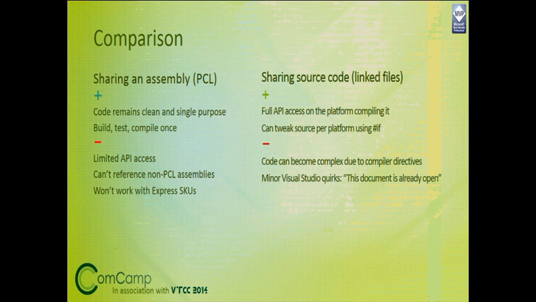If you go ahead with linking files, you can have full API access on the platform compiling it. So if you are building an application and sharing files between both the platforms, what you can do is add an if and endif statement, and the code between the if and endif statements will be compiled for that particular platform. So you have full API access. You can also tweak your source code as per the platform. Suppose dispatcher is available in, let's say, a Windows 8 application, and for Windows Phone there is a different API. So you can go ahead and tweak it as per the platform that you are building upon.